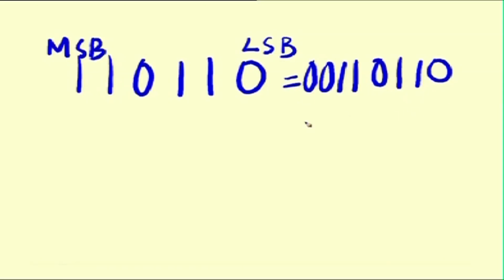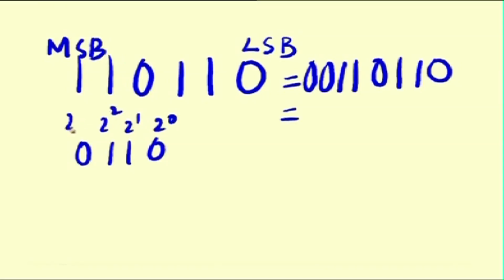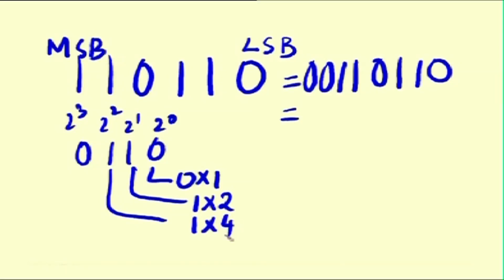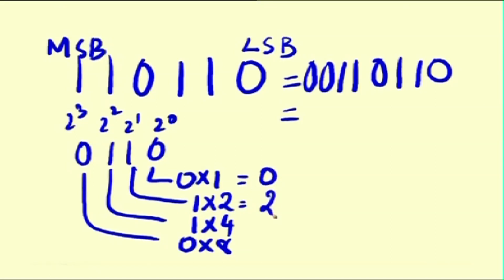Now, what is the equivalent of this? What is 110? 110 will be, as you can see, 2 power 0, 2 power 1, 2 power 2, 2 power 3. What do you get? This will be 0 into 1, this will be 1 into 2, this will be 1 into 4 because 2 power 2 is 4, this is 0 into 8. So, what do I get here? I get 0, I get 2 here, I get 4 here, I get a 0 here. So, the answer is 6. So, this will be 6. And what is 0011?